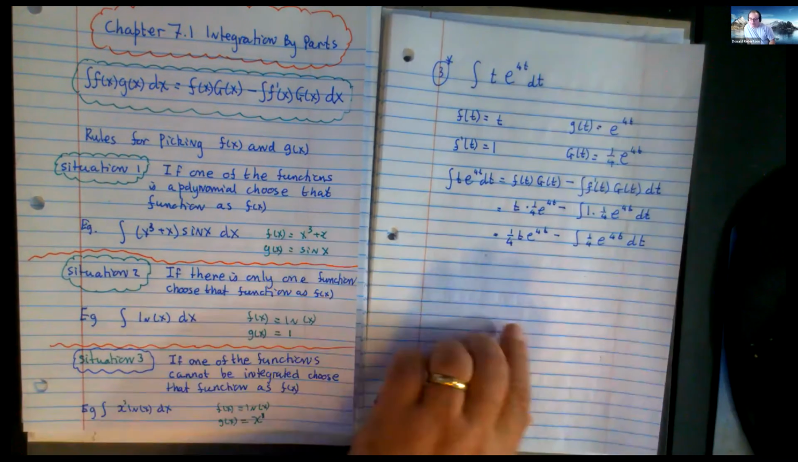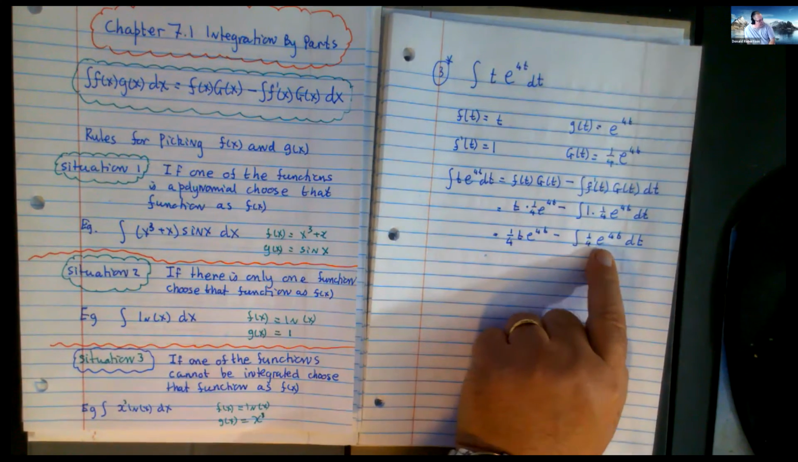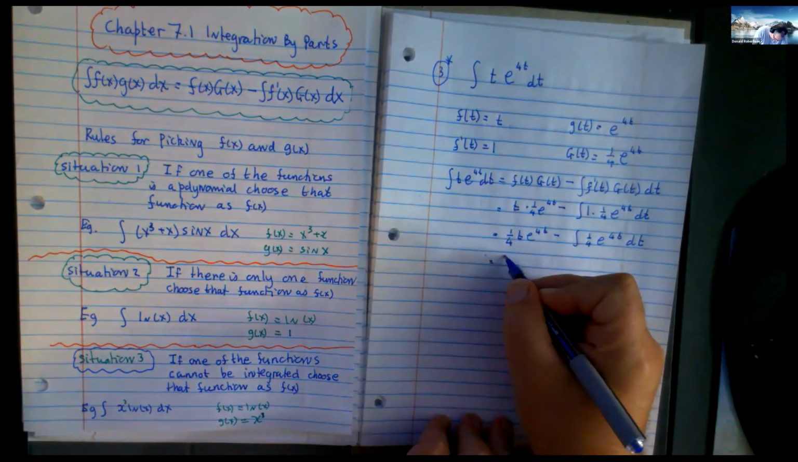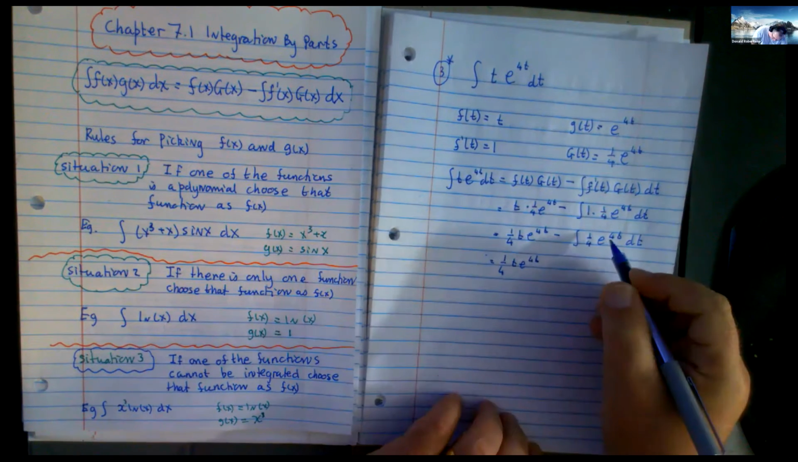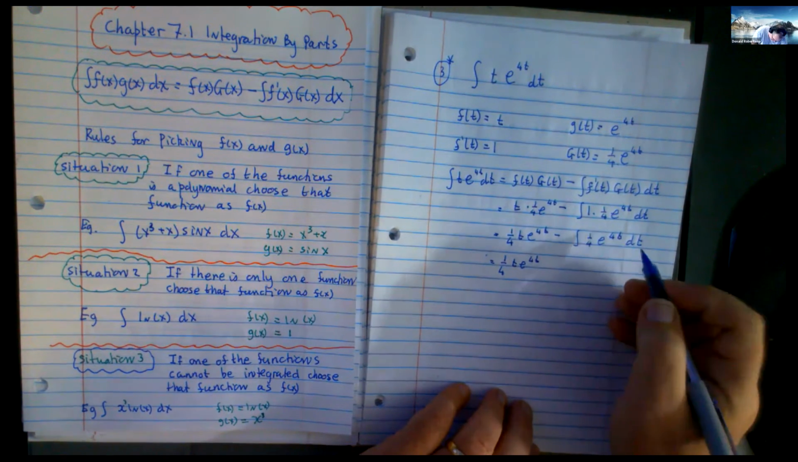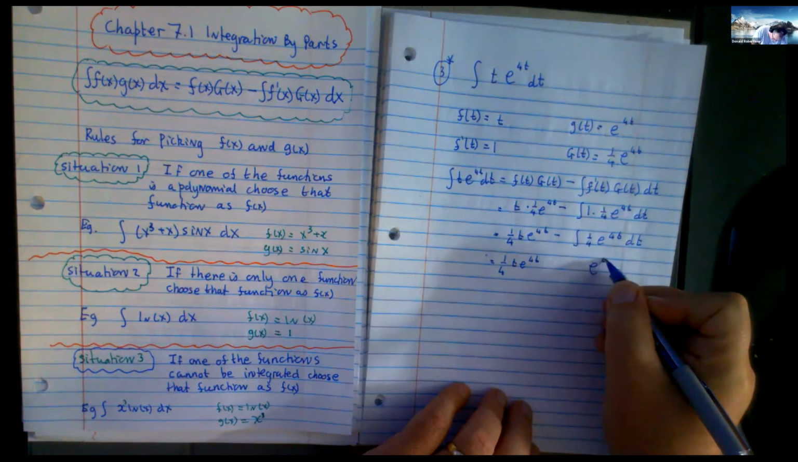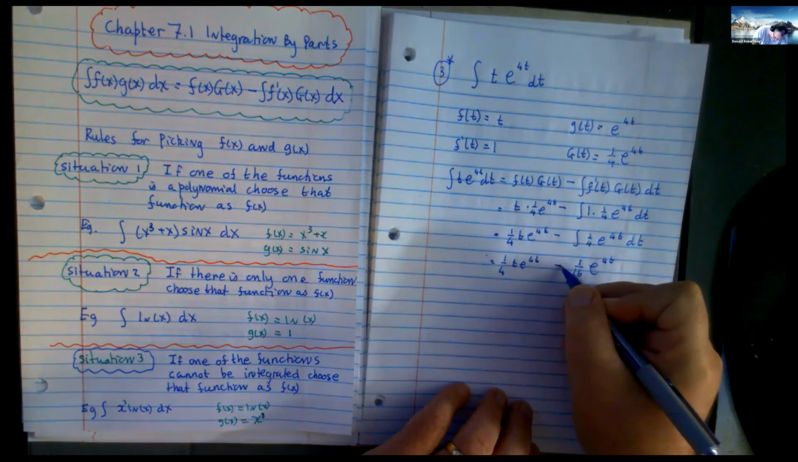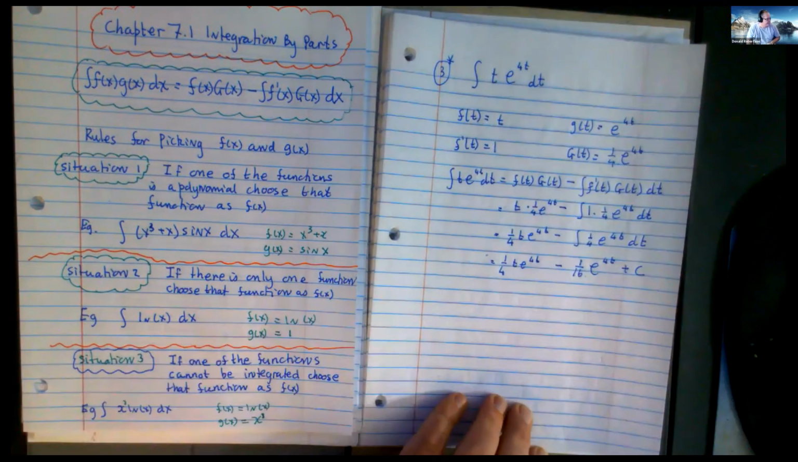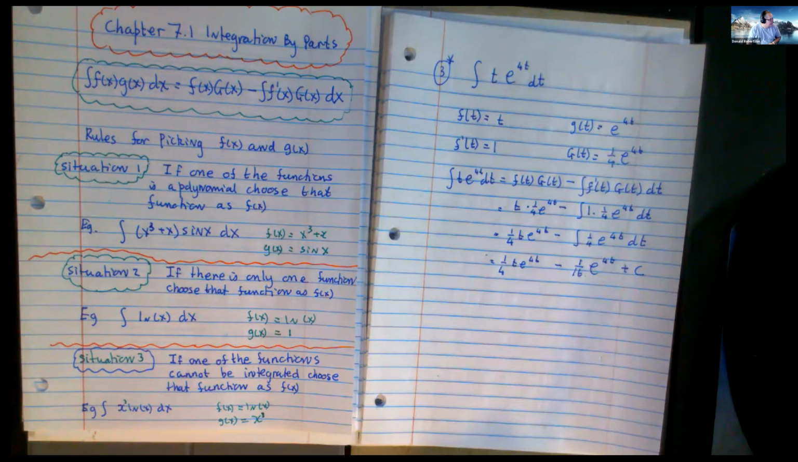Now this one is pretty much finished because that integral we can get. One quarter e to the 4t. If you integrate it, you get 1/4 e to the 4t times another 1/4. So that's now 1/16. And you're finished. Are we good with that?